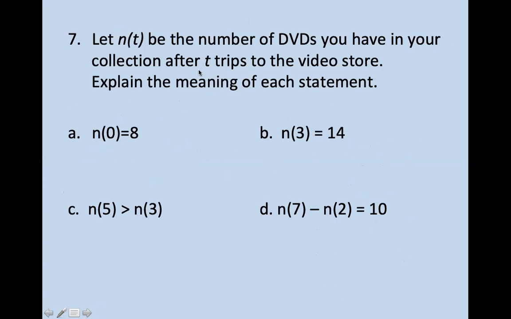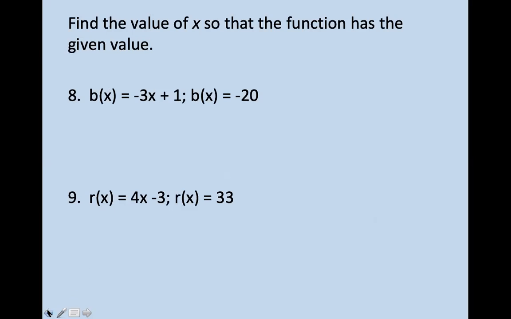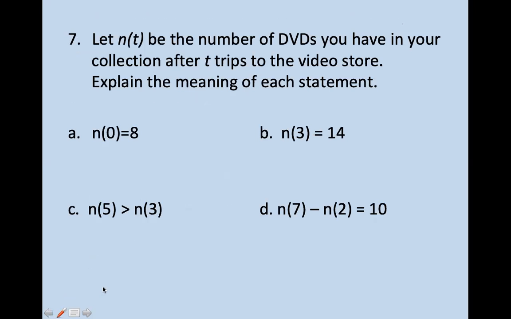So things we need to remember are trips, right? T is trips to the video store, and N of T, or the output, is how many DVDs you have. So remember, this little part inside is trips. So on A, if I look at this, this would be 0 trips. And when I make 0 trips to the video store, I have 8 DVDs.